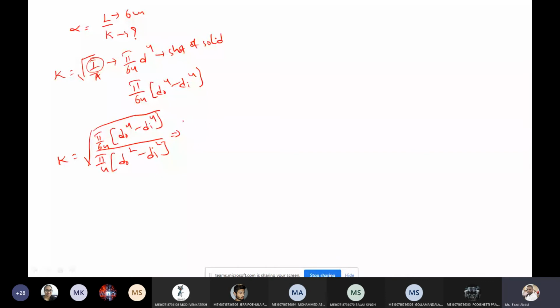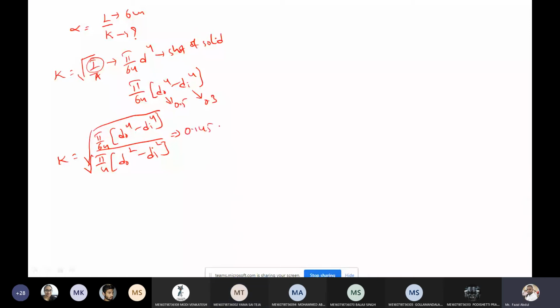So tell me the K value. D naught value is given in the question as 0.5 meters, and Di is 0.3 meters. Just substitute the values in the calculator. Tell me the K value. What is K? 0.145 meters. Very good.